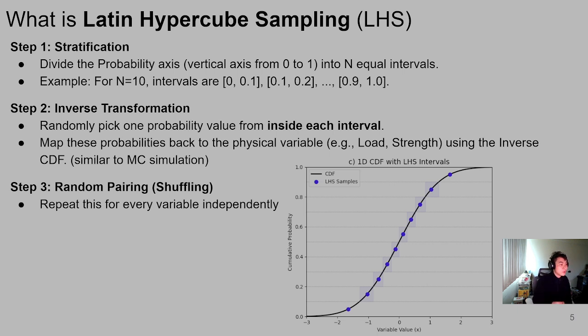Step two is the inverse transformation, where we randomly pick one probability value from inside each interval, and then map this probability back to the physical variable using the inverse CDF, which is similar to Monte Carlo simulation. Then we do the random pairing. The result is an input matrix where each single variable has been fully explored across its entire range, and then combined in a random way.